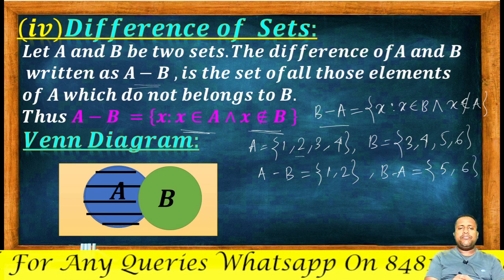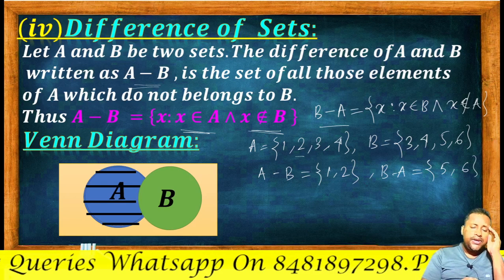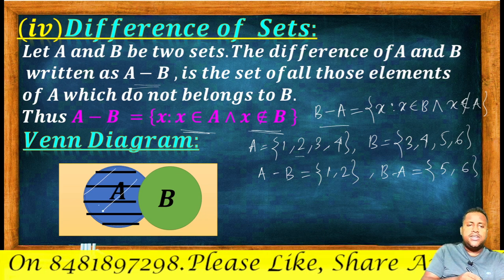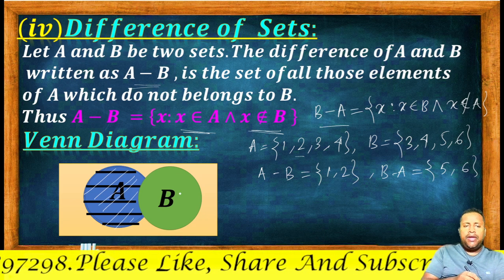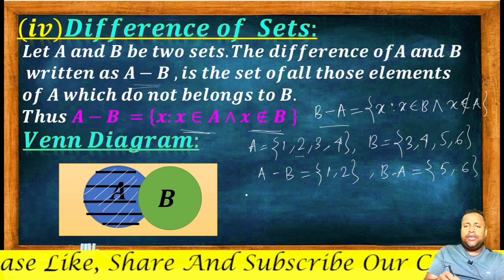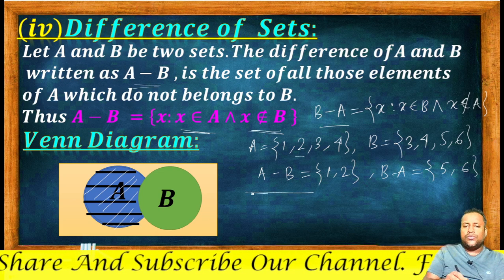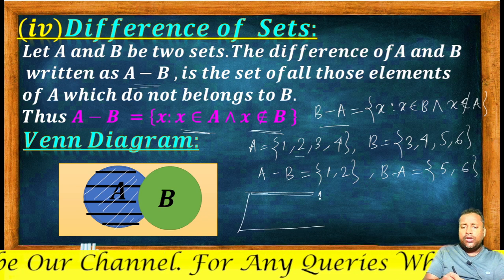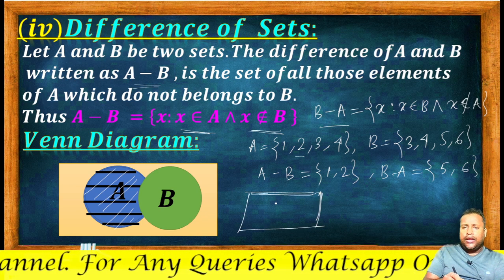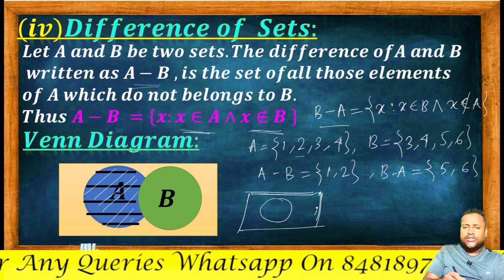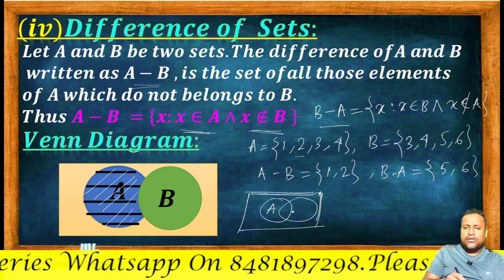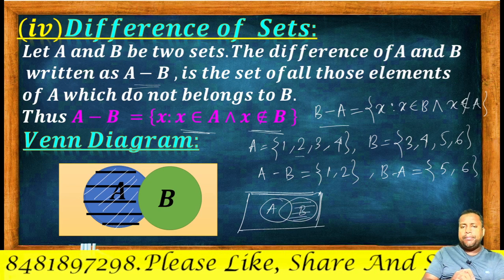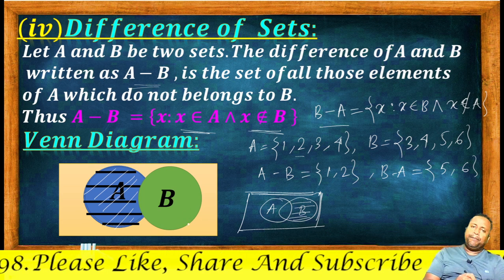And here I have given a Venn diagram of A minus B, and it will be this region, A minus B. And similarly, the corresponding Venn diagram of B minus A will be like this. So suppose this is A and this is B, then this portion represents B minus A.